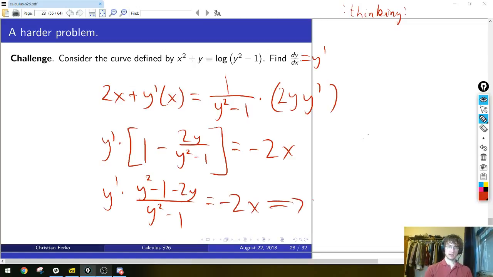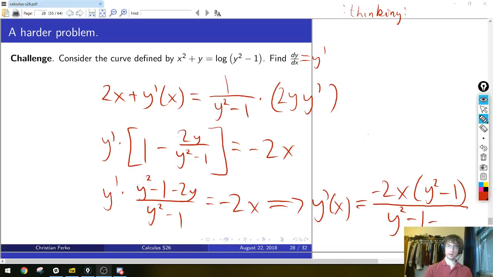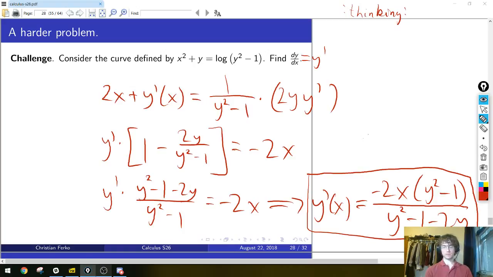So this is y squared minus 1 minus 2y over y squared minus 1 is minus 2x. And then you solve for y prime. So y prime, I'll put the x back in, y prime of x is minus 2x times y squared minus 1 all over y squared minus 1 minus 2y. This is the derivative, y prime of x. Okay, thoughts on this algebra or the y squared stuff?